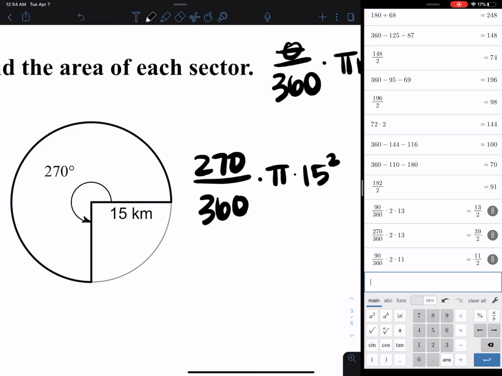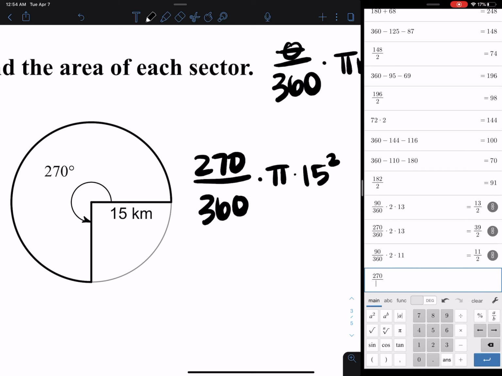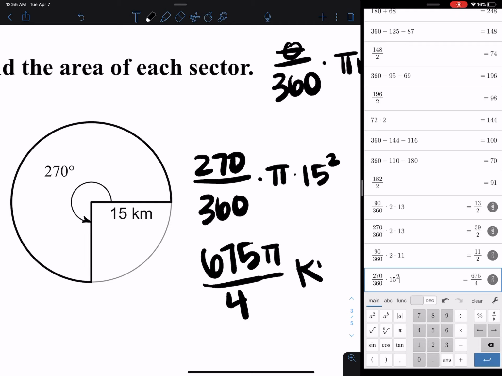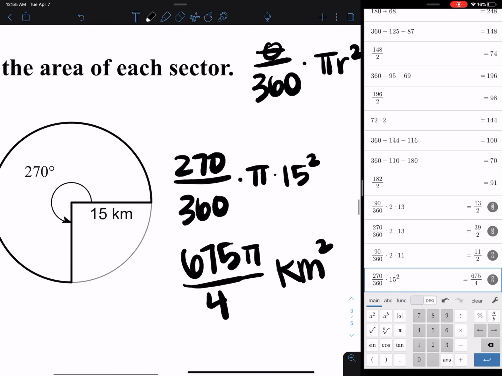So we're going to type this into the calculator just the way it is, except for the pi. So we have 270 over 360 times 15 squared. So that tells us that it is 675 over 4. We include our pi, and then we have kilometers squared because it's an area. So area is always squared.